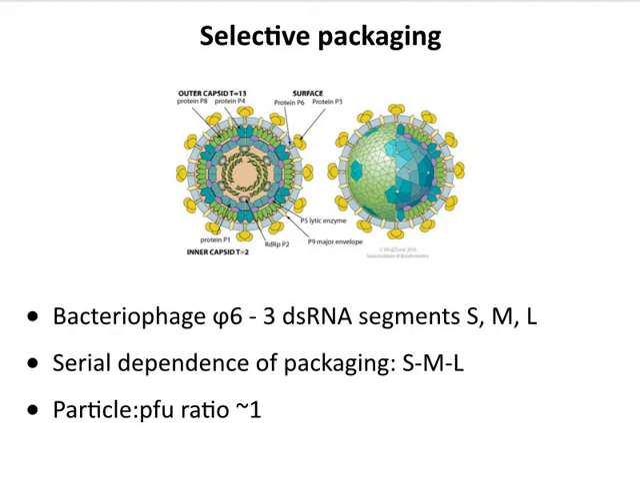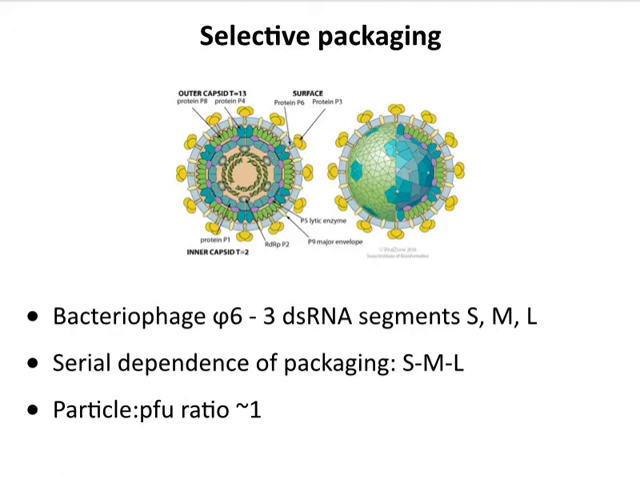First, it packages the small RNA. So that's the only one that can go in first. Apparently has a signal that gets it in there. Then the medium RNA goes in next, and it will only go into particles that have S in it already. And finally, the L segment goes in, and that only goes in if S and M are present. So we call this a serial dependence of packaging.